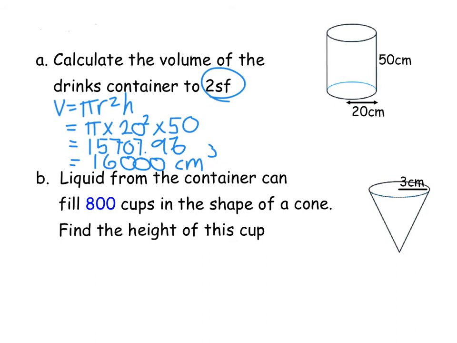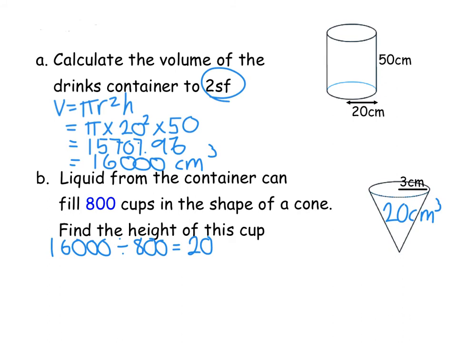Now, the option is, do I use the unrounded answer or do I use the rounded answer? Technically, it doesn't really matter from the marker's point of view, but if they've led you into rounding to the significant figures, it's to make your numbers nicer for the next bit. So we're going to use what they made us get for part A. We're going to use the 16,000. Now, 16,000 centimetres cubed is going to fill 800 cups. That leaves us with an answer of 20. So the volume of this cup is 20 centimetres cubed.